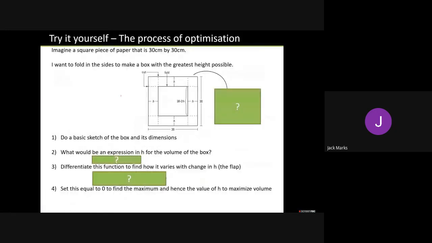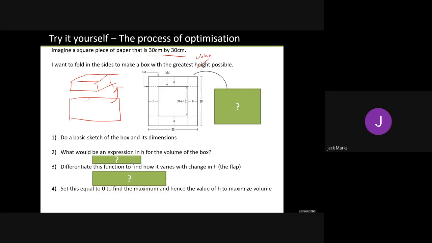And I'll just show you this one here. This isn't actually in the book, but I think this is a nice example of optimization using one variable. So it says, imagine you have a piece of paper that's 30 centimeters by 30 centimeters. I know it's a bit unusual having a square piece of paper, but just go with it. You're going to fold some of the sides in because you're going to make a box from one piece of paper. And I want to make a box with the greatest, not the greatest height, the greatest volume.